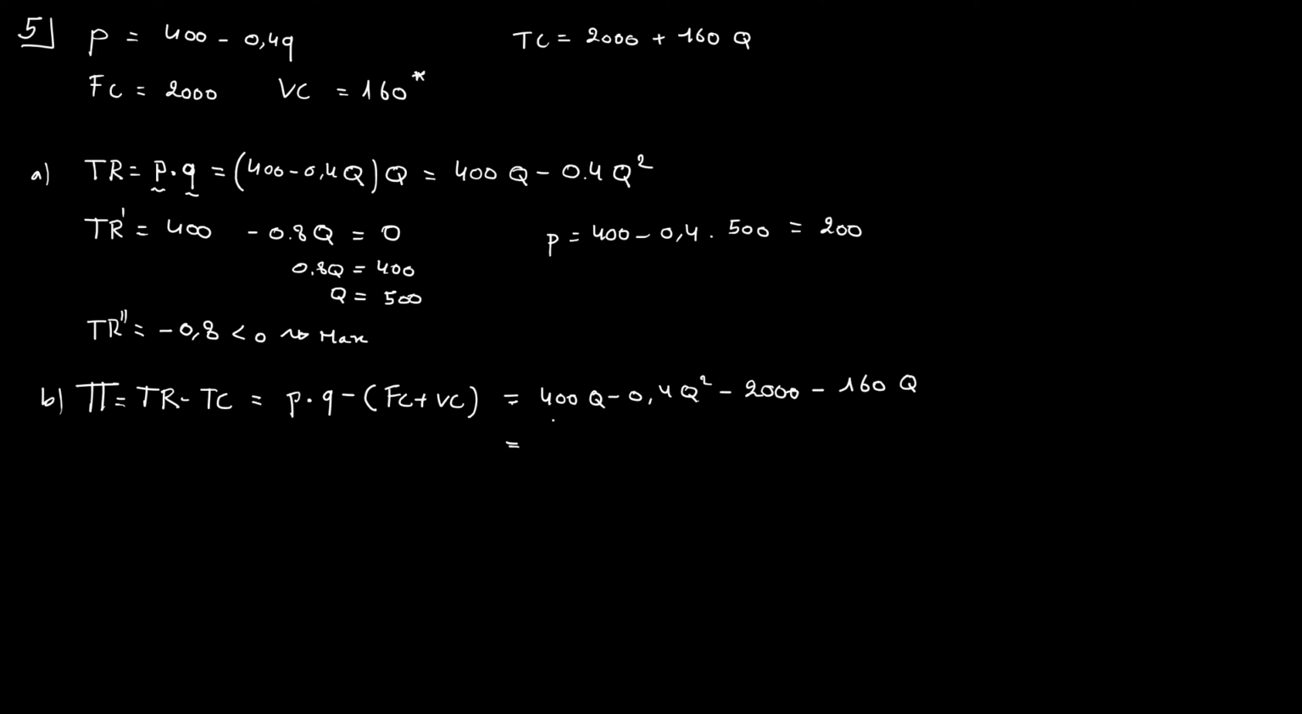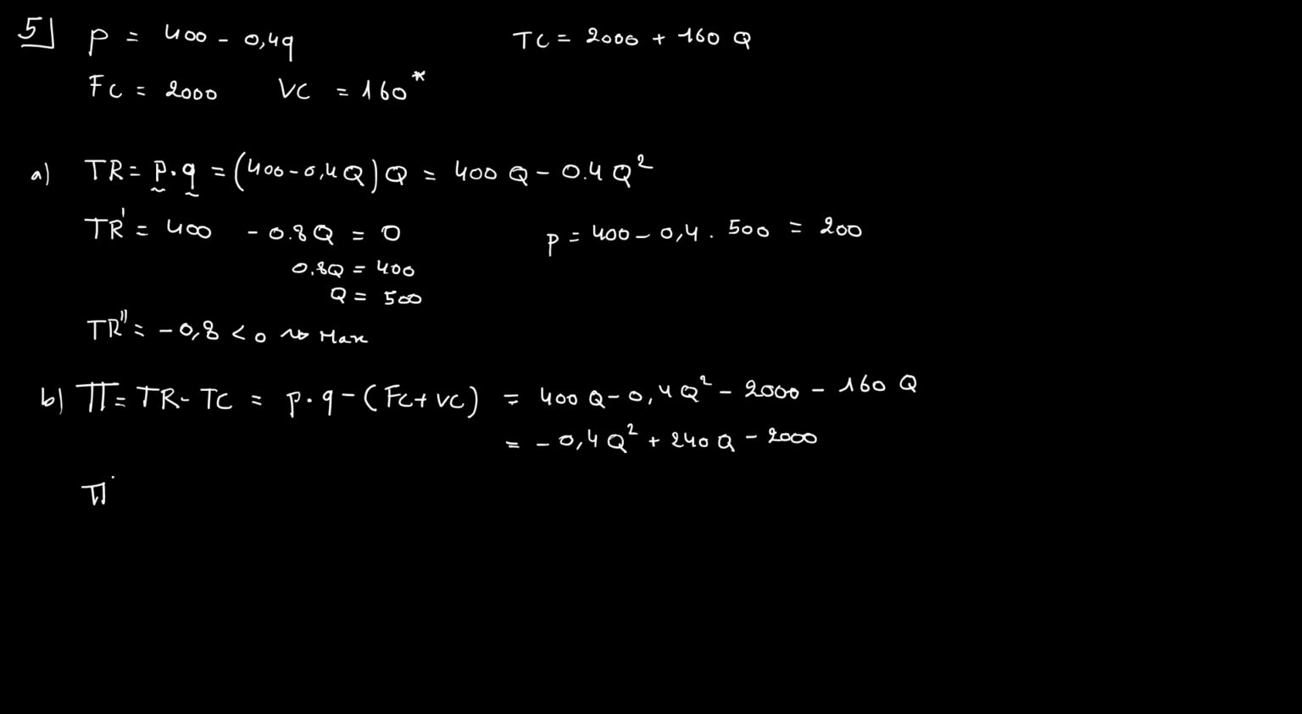Okay, let's do some arithmetic and simplify this a little bit. So we get minus 0.4Q squared. Then here, let's bring these two together. What do we find? We find that that's plus 240Q. And then here it's still minus 2,000. Okay, if we have this, now we can start optimizing this.